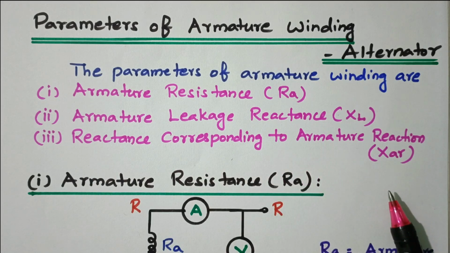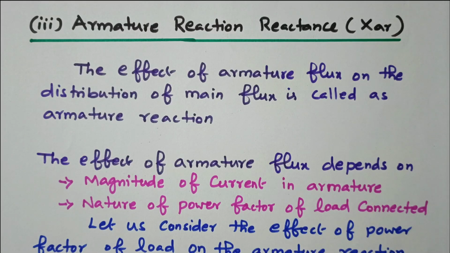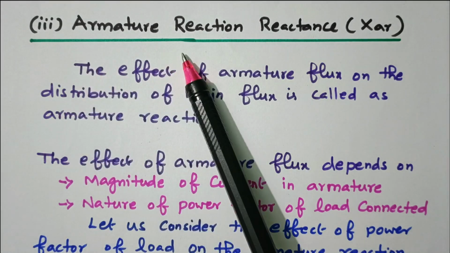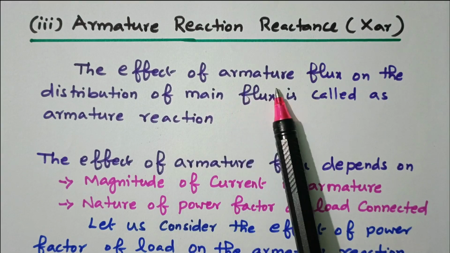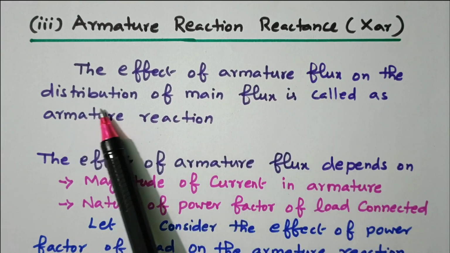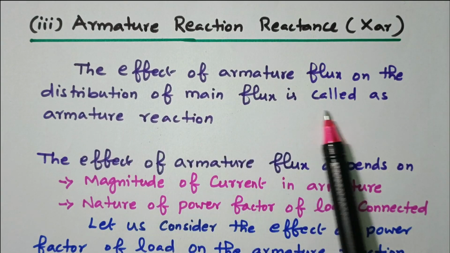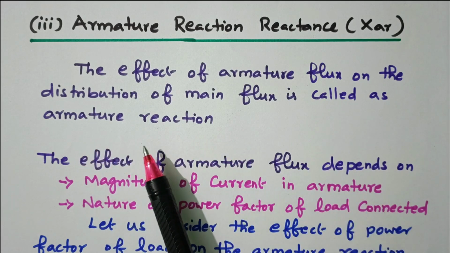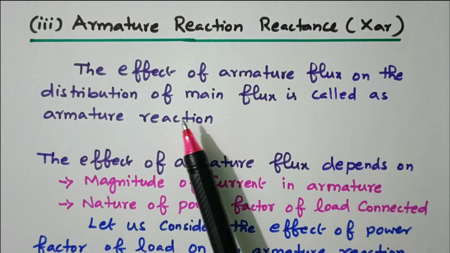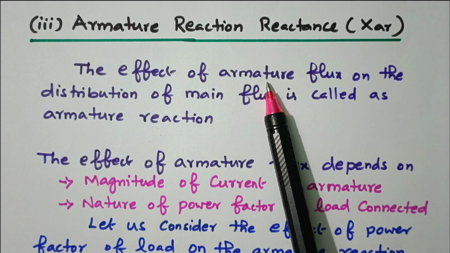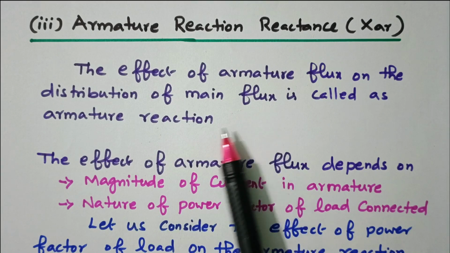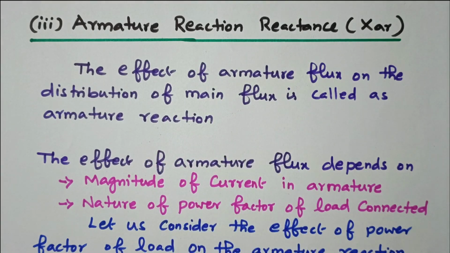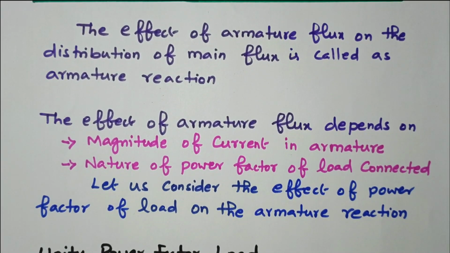Now we'll go to the diagram. So the third parameter, armature reaction reactance XAR. The effect of armature flux on the distribution of main flux is called the armature reaction. We know that there is a main flux as well as armature flux. So the effect of armature flux on the main flux is called armature reaction. So due to that, what happened?